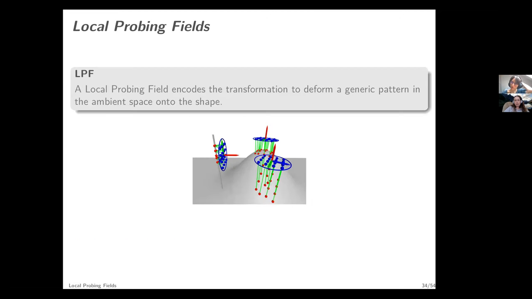So to do so, we drop the height function way of computing our descriptors and introduce what we call local probing fields, so LPF, which basically encodes the transformation to deform a generic pattern in the ambient space onto the shape. So you have a generic pattern, which is this blue distribution here, and we deform it to match the shape. And what we'll encode in the end is this set of green vectors, which is the deformation field. So instead of encoding the shape, we encode a set of deformation fields.